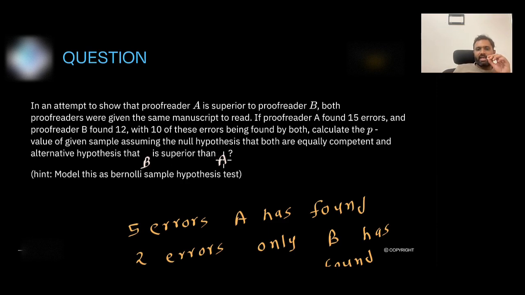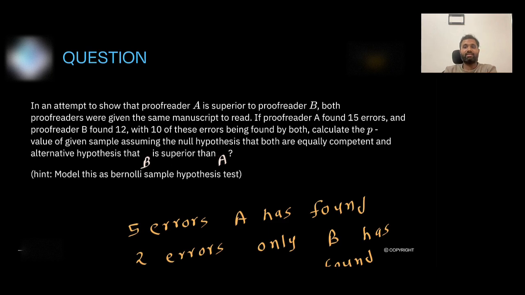So you are given explicitly whatever the hypothesis is in the question. Now, what you do is you convert these entire samples in terms of a Bernoulli random variable. Why? Because see, every error either can be found by none. In that case, you can't actually assess the competency. It can be found by both. In that case also, you can't assess the competency. But you can assess the competencies where the error has been found by only a single proofreader, either A or B.